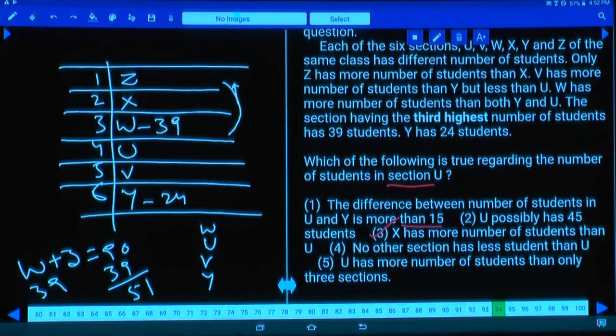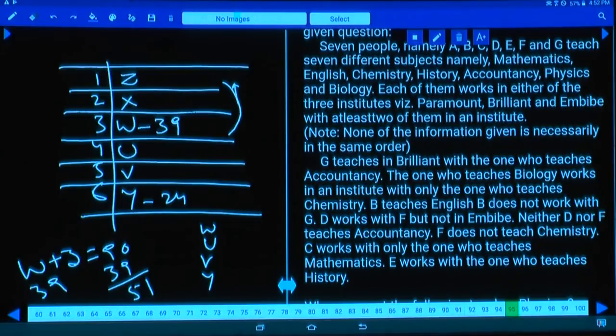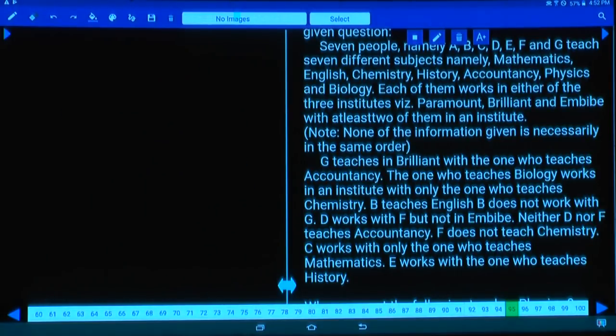Now in this question, numbers 95 to 100, 7 people A, B, C, D, F and G teach 7 different subjects, mathematics and so on, in 3 different institutes, Paramount, Brilliant and IBPS, isn't it? Hence, it comes under which category? Common parameter. 7 persons are there, 7 subjects are there, but the institutions they are teaching in are only 3 institutes. Hence, more than one person is teaching in each institute. It comes under common parameter.